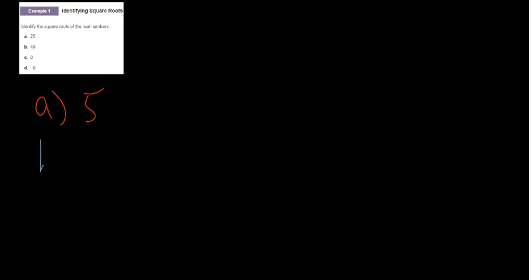The square root of 49, well, that would be 7. The square root of 0 is 0. And then lastly, the square root of negative 9. Okay? So, negative 9. We know that the square root of negative 9 is a number, right?